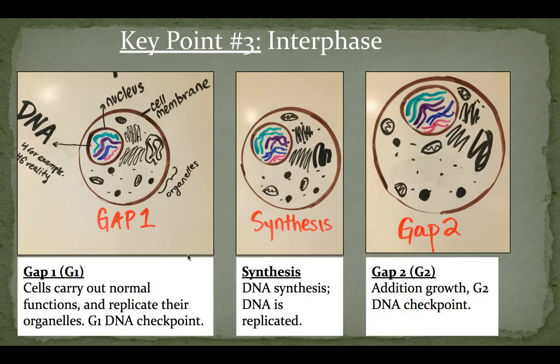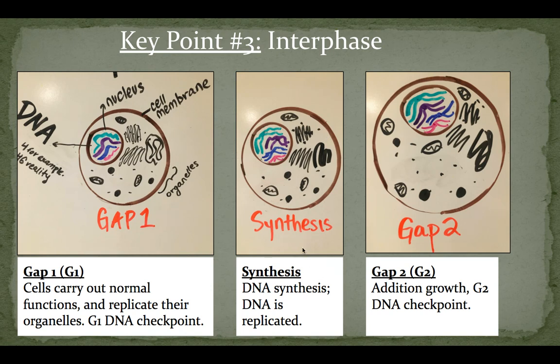Okay, so zooming into interphase. Gap 1, also called G1, is kind of boring. Cells just carry out their normal functions, they replicate their organelles, and they check their DNA. Here's a little picture, and we only really care about the DNA. So there's the DNA. The example is showing just 4 different chromosomes. It's all in the nucleus. And then out here are organelles that we don't really care about for right now. We just care about the DNA.